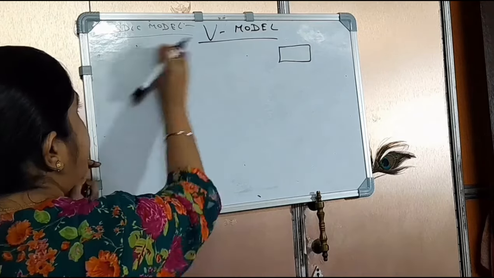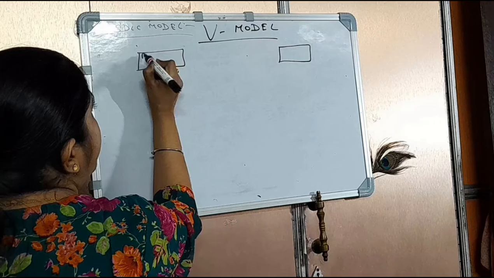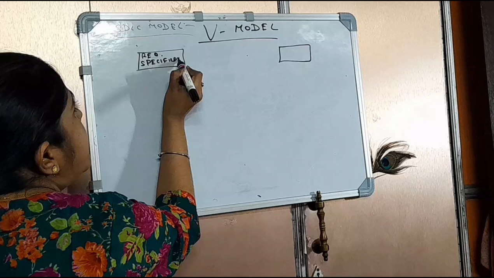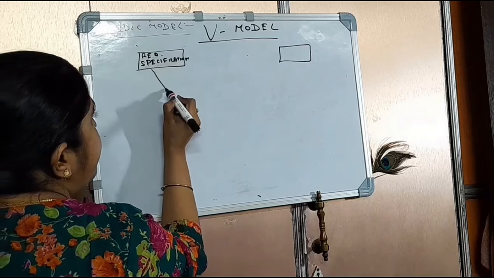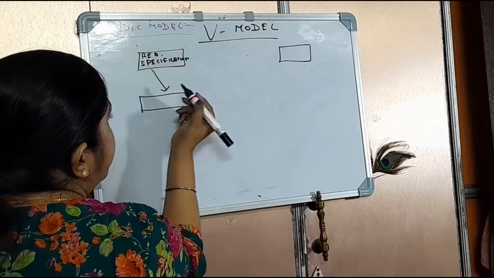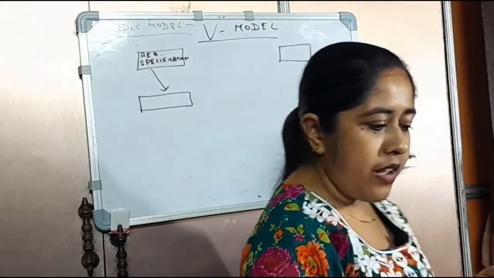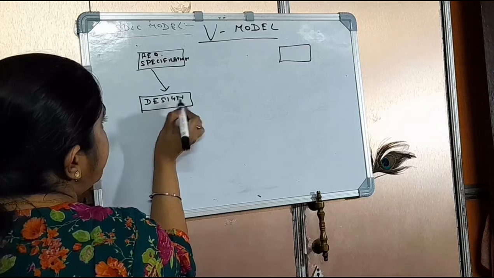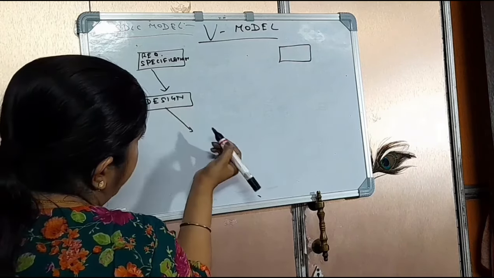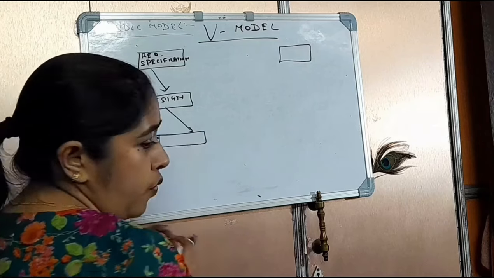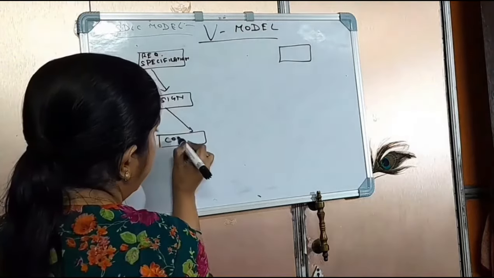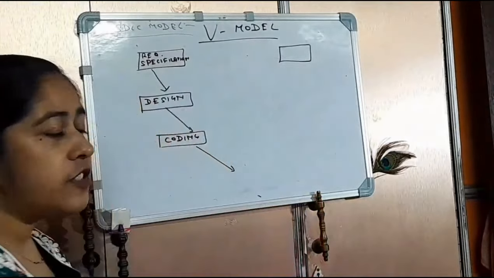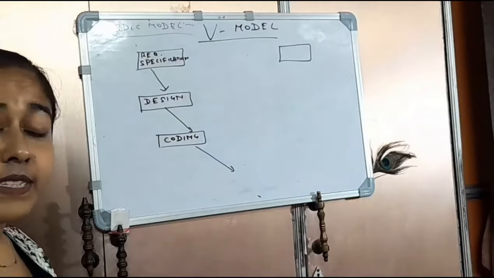Requirement gathering and specification. Now, what is the next level? It is our high level designing, that is your designing phase. Next, what we are going to do is our coding phase. So here we will have a coding phase. As you can see, these are our different phases.